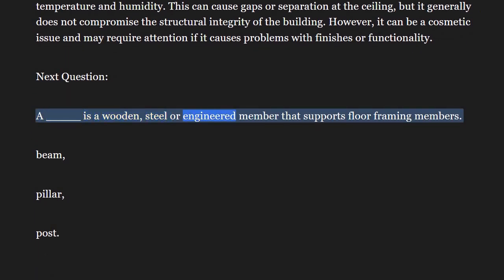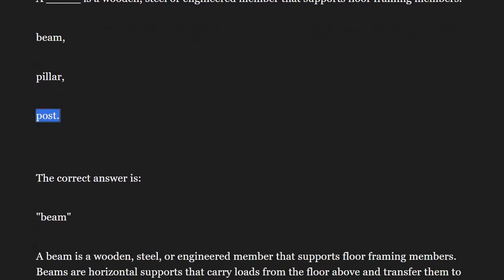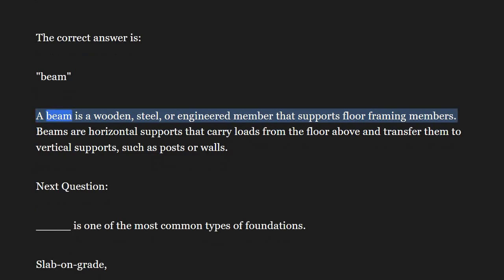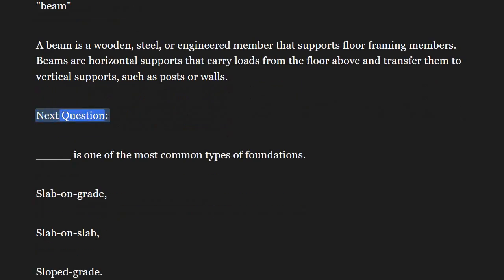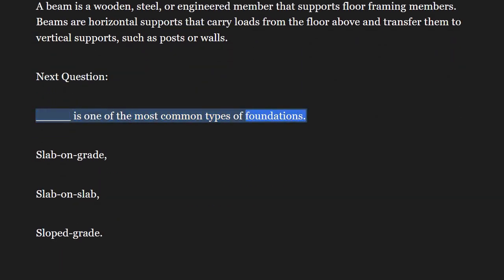Next question. A blank is a wooden, steel, or engineered member that supports floor framing members. Beam, pillar, post. The correct answer is beam. A beam is a wooden, steel, or engineered member that supports floor framing members. Beams are horizontal supports that carry loads from the floor above and transfer them to vertical supports, such as posts or walls.